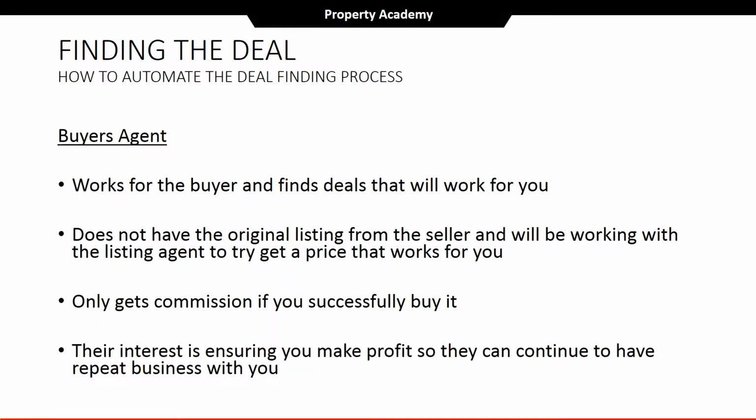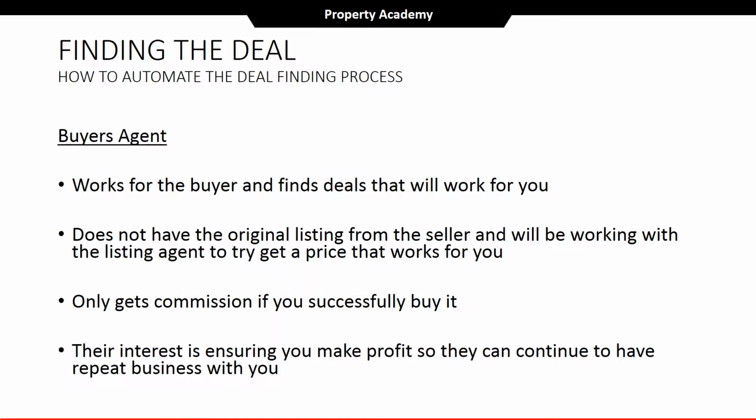So now we're going to be talking about a buyer's agent, and a buyer's agent is basically someone that's going to be a part of your power team and actually a key player at that. So let's just go over the points of how they're going to be different to the listing agent that we just talked about. A buyer agent works for the buyer and finds deals that will work for you. A buyer's agent does not have the original listing from the seller and will be working with the listing agent to try to get a price that works for you. Now let's just stop and reread that second point there. The buyer's agent doesn't have the original listing, but will still try to work with the listing agent to get the price that works for you.